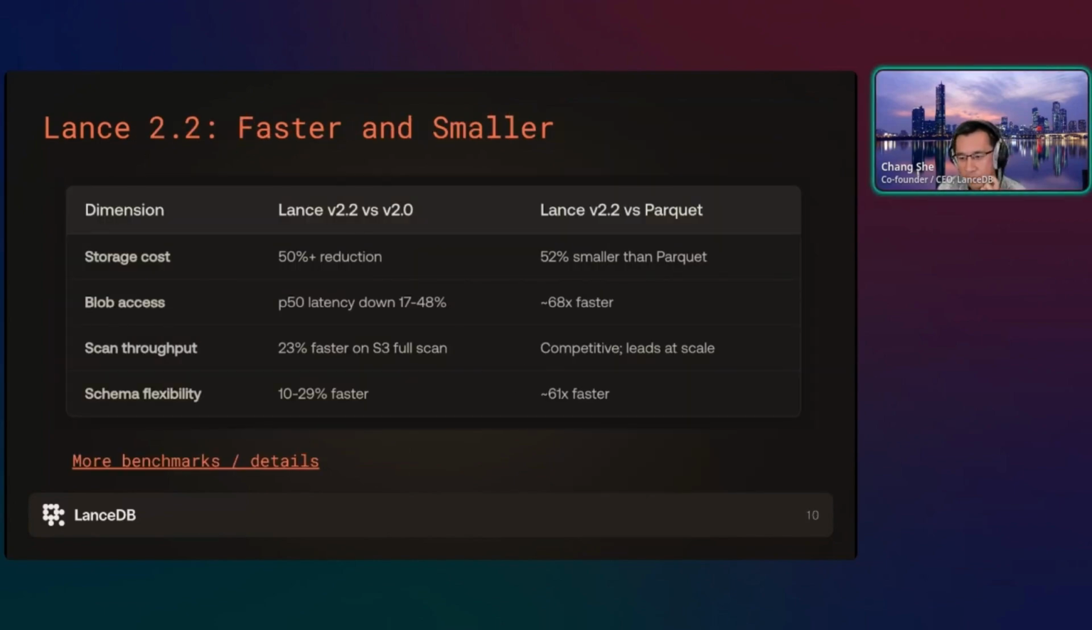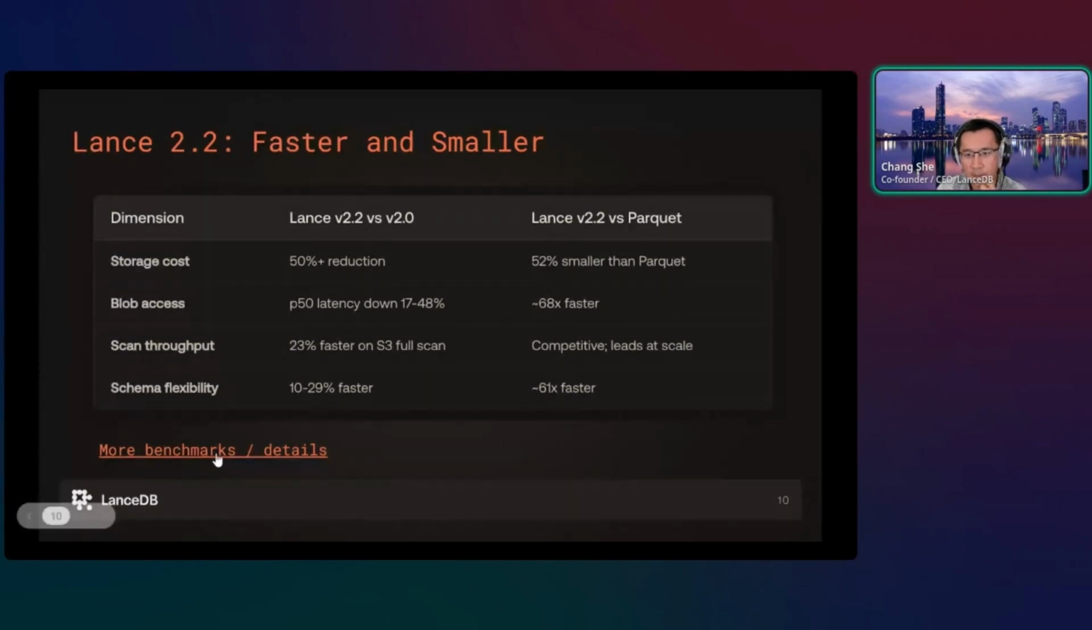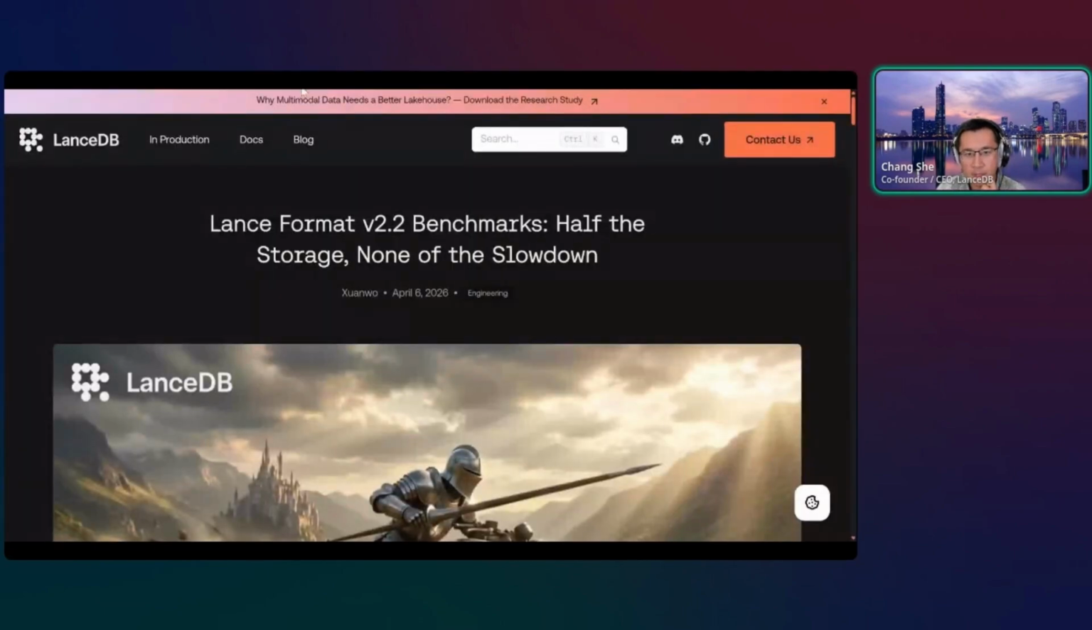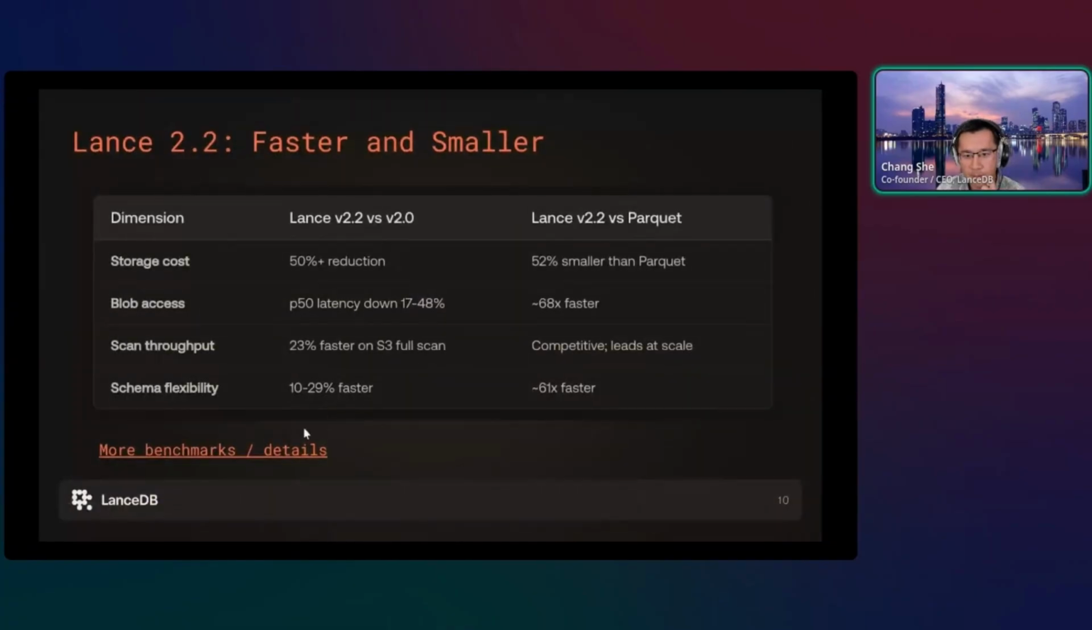Okay, so some quick updates on new happenings. We just released Lance Format 2.2, which we focused a lot on making faster and adding encodings to make it a lot smaller. So what do we care about? Storage costs. We care about the random access of large blob data, scan throughput for training, and schema flexibility for schema evolution and feature engineering. You can follow this blog post here for more details. But coming back, this is the summary table here.